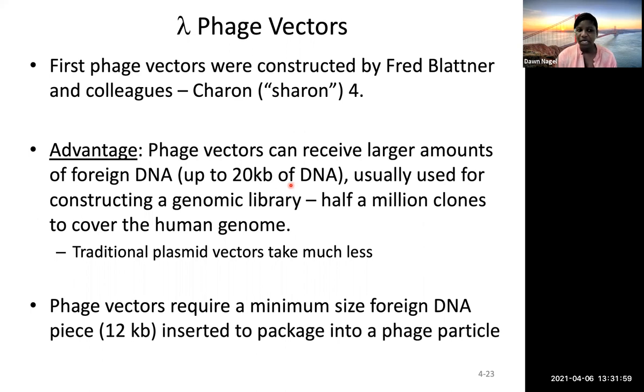So for large pieces of DNA, say you want to sequence the entire human genome, which is super large, right? You want to be able to make these large chunks in vectors so that you can make more of it, okay? And in addition, what's also special about these vectors is that they require a minimum size of foreign DNA to be packaged into the phage particle. So if by random chance a small piece of DNA that broke off tries to assemble into this package, it will not work, okay? So it's a little bit more specific as well, okay?